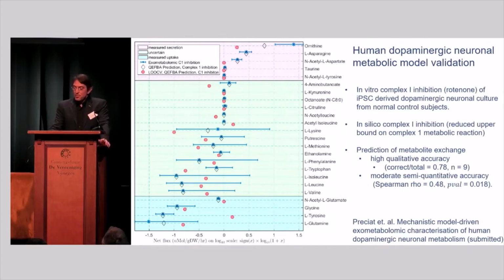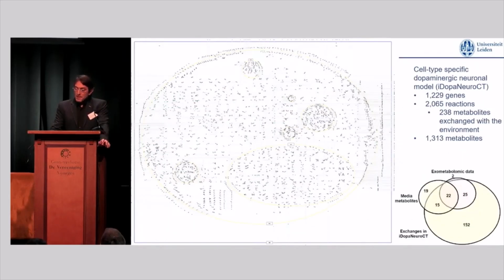So you might not be impressed with a Spearman rho of 0.48, but I can tell you in our field that beats anything, because most people in the constraint-based modeling field won't give you quantitative predictions. They will give you qualitative predictions. So there's still, of course, improvement to be made there, but I think it's a substantial advance. Especially since the model contains over 1,000 genes, over 2,000 reactions, there's 238 metabolites that are exchanged across the boundary, and we're only measuring a small subset of those, illustrated by this overlap in the Venn diagram.